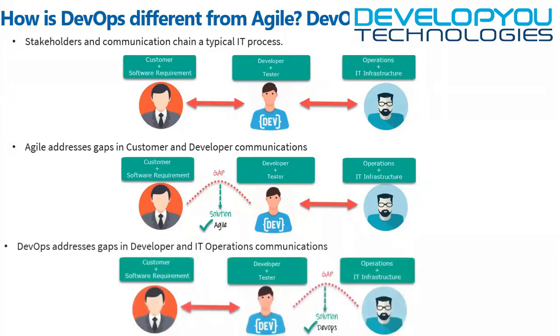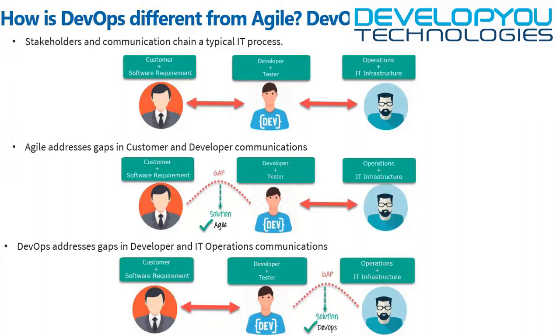So DevOps bridges the gap between the development team and the operations team. That is the difference between DevOps and Agile. Agile is bridging the gap between the customer and the development team, and then DevOps bridges the gap between these two. The combination of Agile and DevOps tools is bridging the gaps end to end. That is nothing but end-to-end delivery.